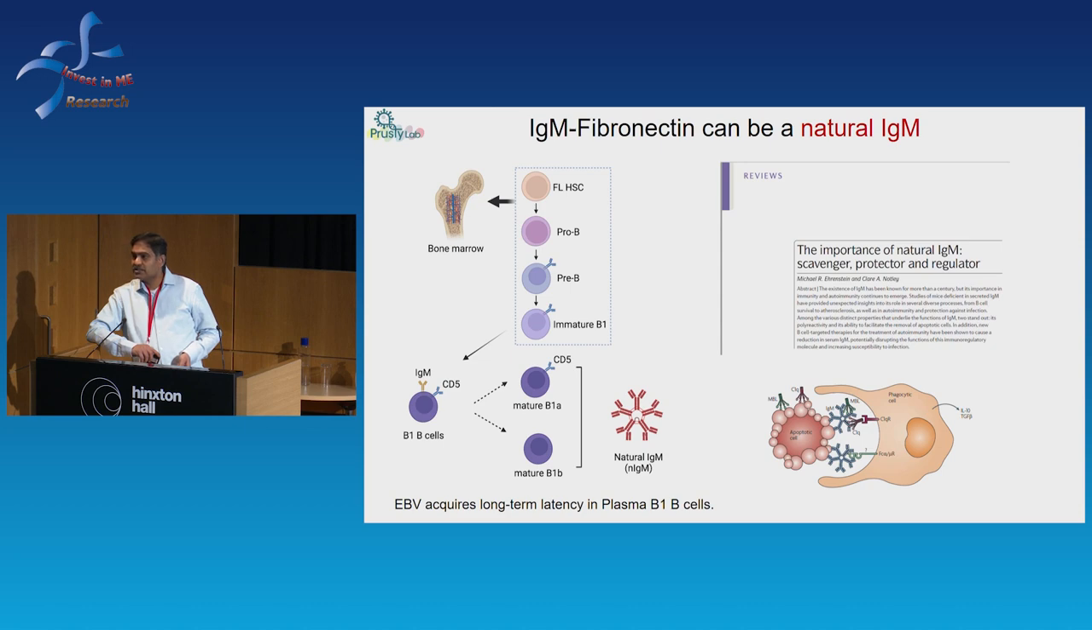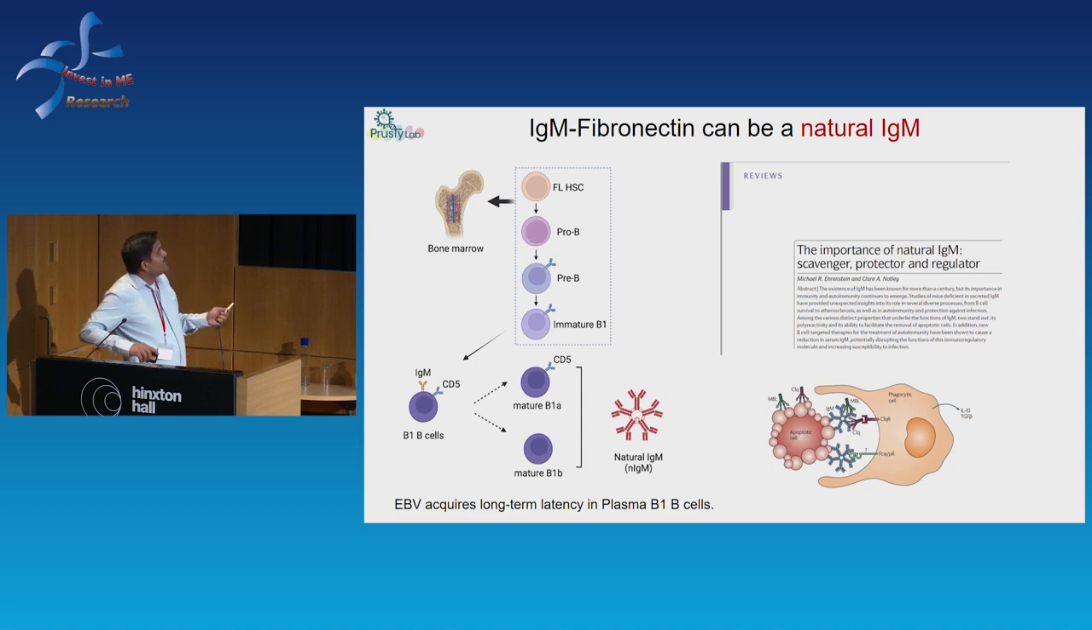But there is a second type of IgM, called natural IgM, which is produced in the fetus in the mother's womb itself. It doesn't require an antigen. It is a positive selection. And the basic job of this IgM is to do scavenging, protecting, and regulating functions. I would recommend everyone to go through this nice review.